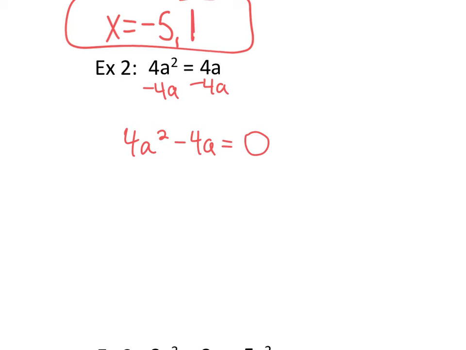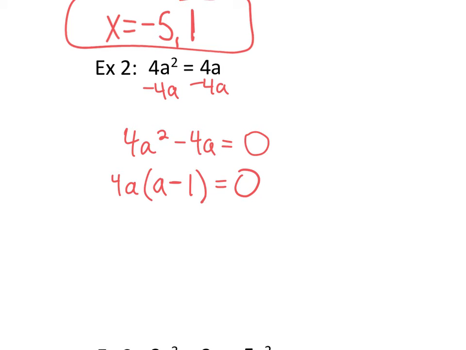Now we check for a what? GCF. What is it? 4a. They both have a 4 and they both have an a. When I take that out, the first term, so 4a squared divided by 4a, what's going to be left? A. Just a. Keep that subtraction sign, and 4a divided by itself, 1. Just a 1.